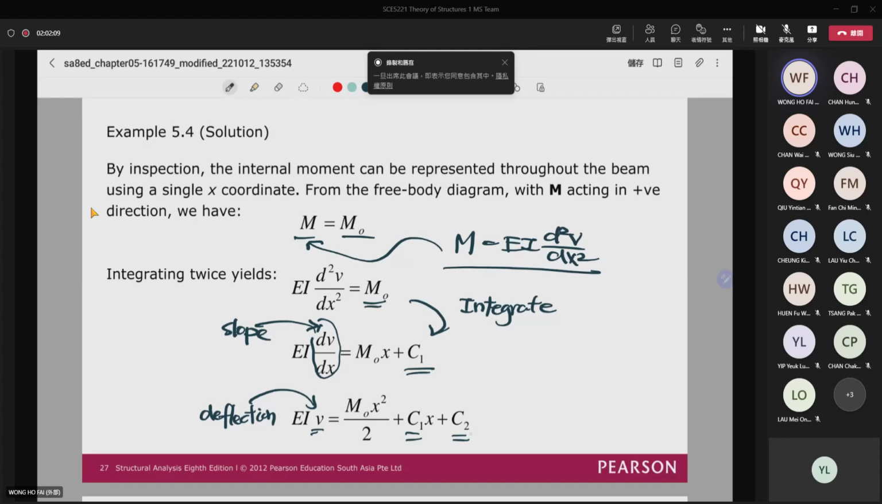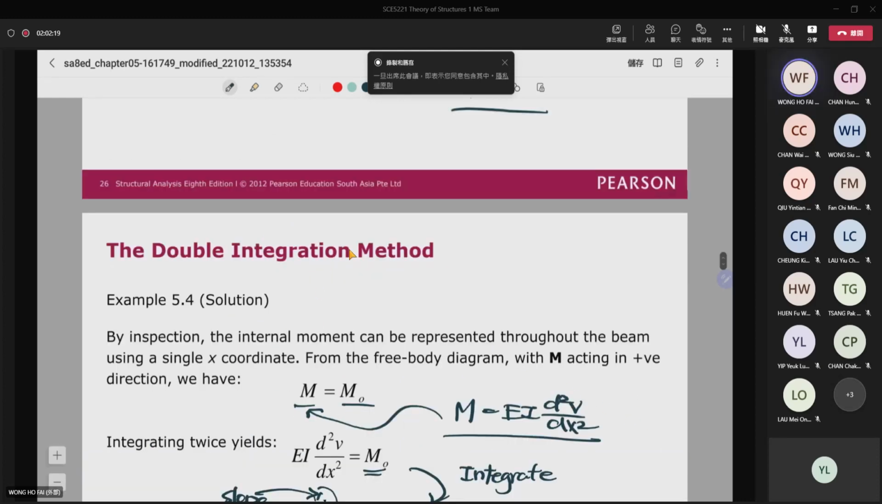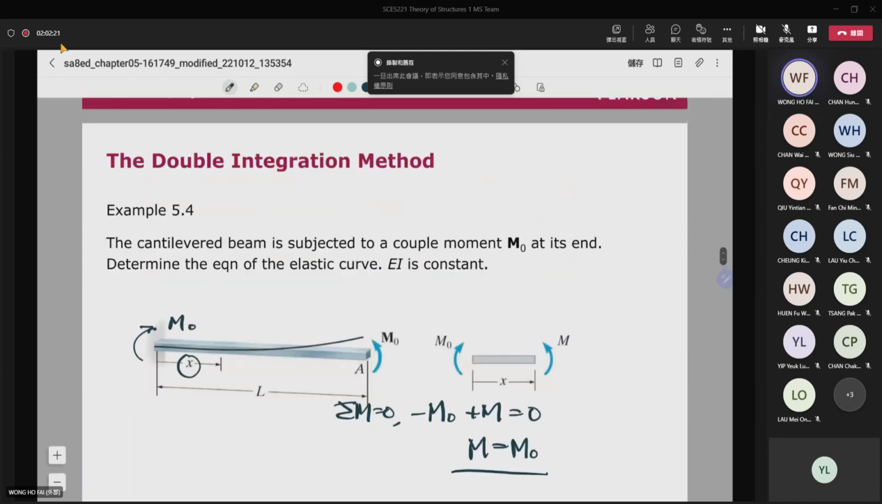Okay, once you have your integration constants, then you need to use the so-called boundary conditions to find them. For this beam, you have two boundary conditions. One is that when x is equal to 0, then the deflection is equal to 0. Because this is a fixed support, right?